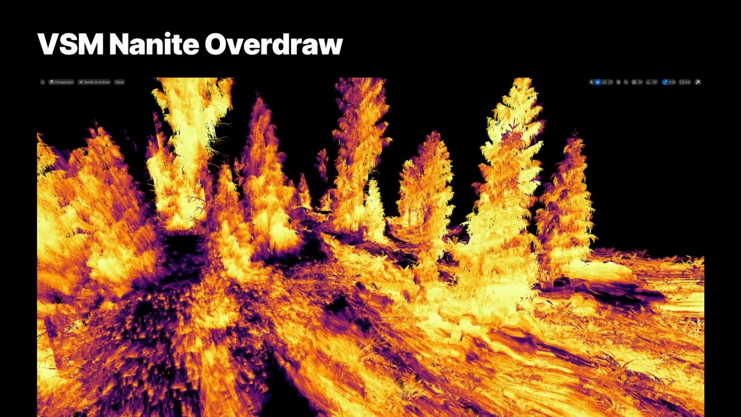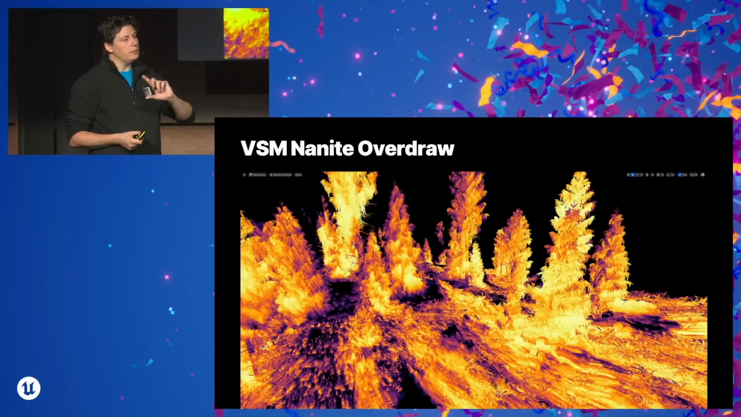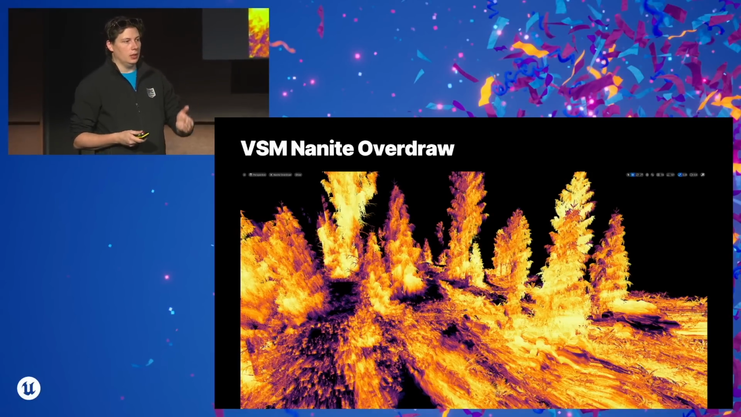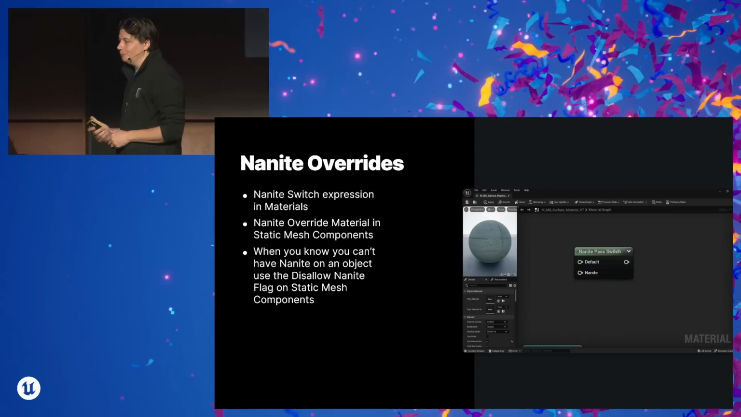So having the VSM Nanite overdraw view mode, again, is very similar, but it's useful to load up. Sometimes, if you're finding that your VSM time, your virtual shadow map time, is a little bit too high, this can sometimes be a culprit, and you can look down and be like, okay, this is what's going on.